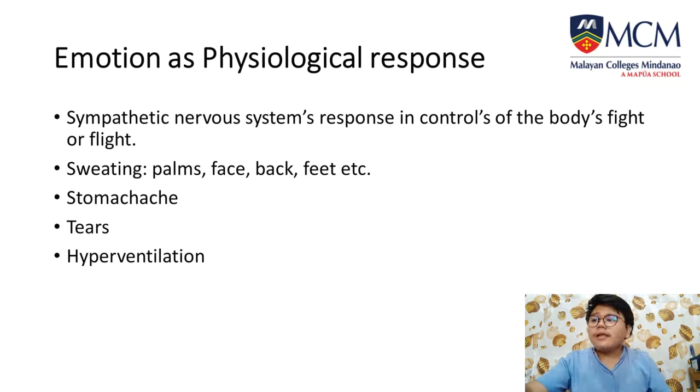Now, next, hyperventilation, no? Sometimes we have difficulty in breathing, like we are gasping, no? And that sometimes results in an abnormal cycle of breathing that may lead to abnormal circulation of the blood in the body, so our body becomes stiff sometimes.